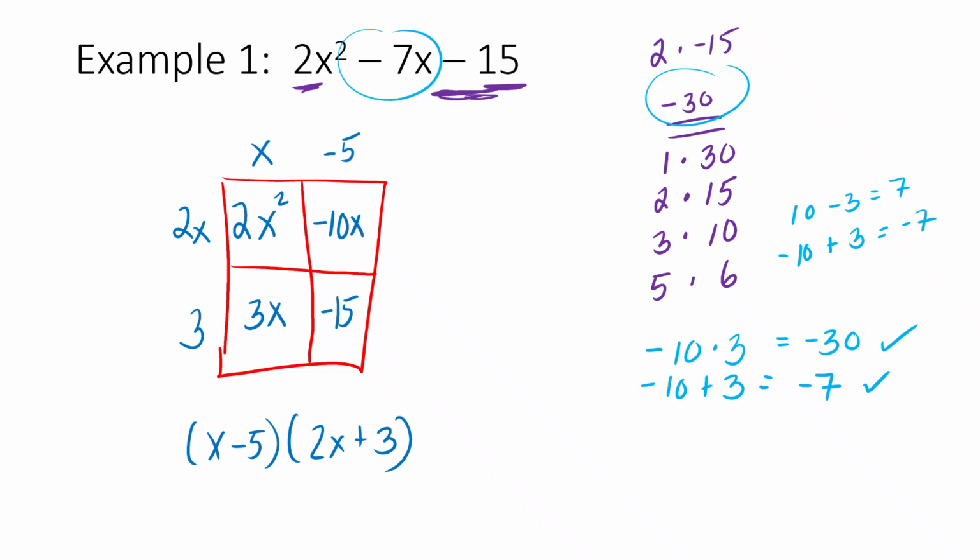Okay, so that's our walkthrough example. Here are the steps. If you want, watch this slide and then pause the video and write down the steps so you can go back and reference them if you need to. All right, factor out any greatest common factor. That's always the first step in any factoring problem.